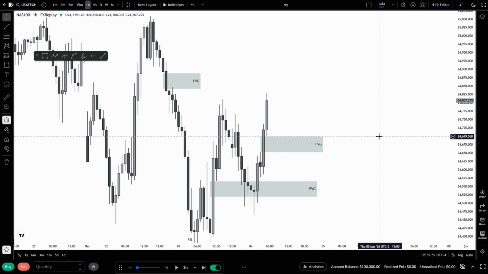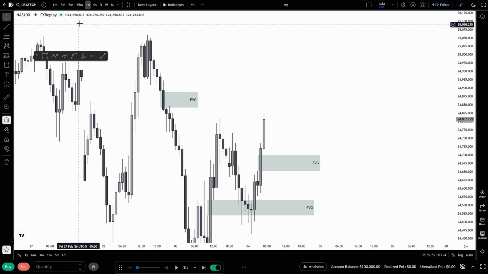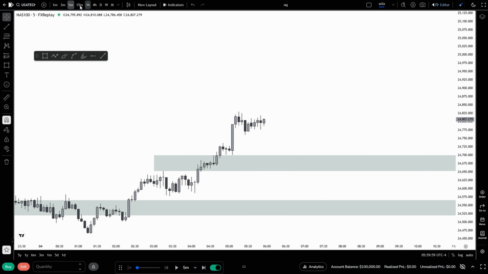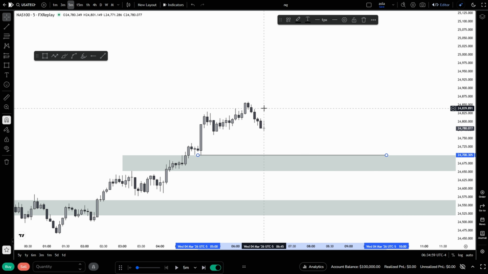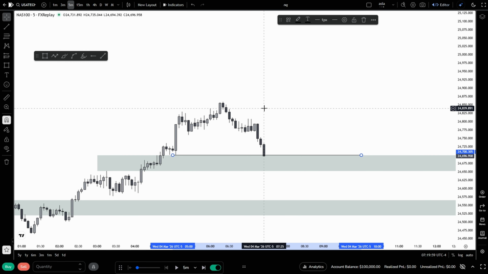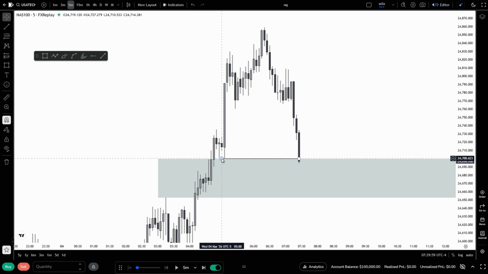What do we have? We have a 4 a.m. hourly fair value gap. And you can see that price retraces back into that fair value gap right around the pre-market open, near the 7 a.m. candle. So now that becomes our new point of interest. Once price taps into that area, we move down to the 5-minute time frame.